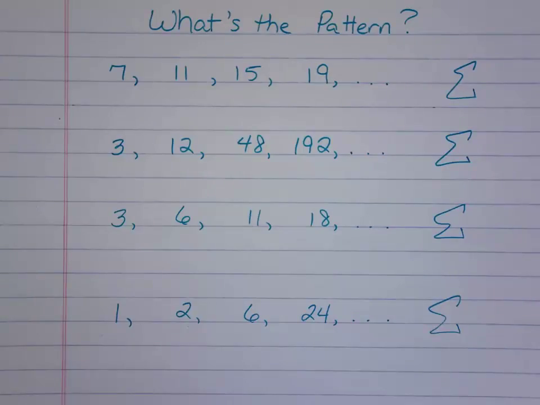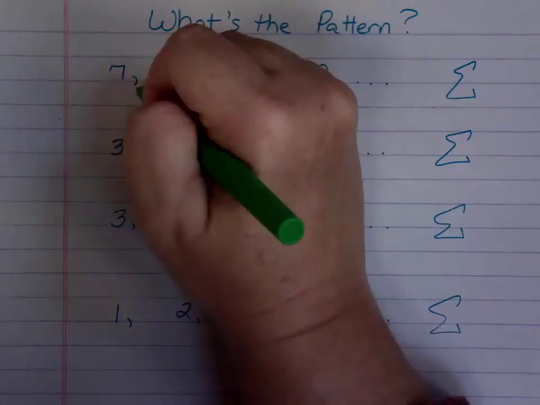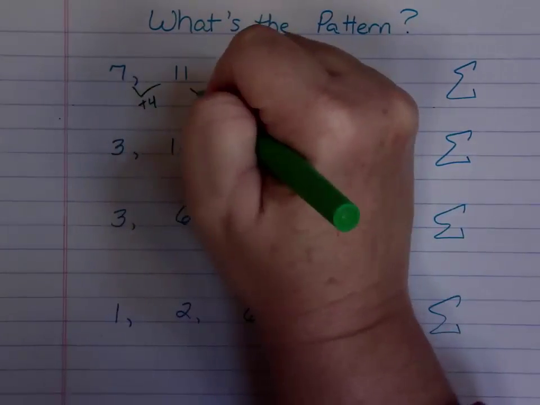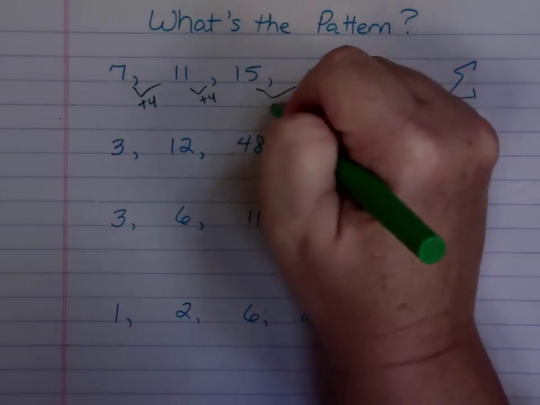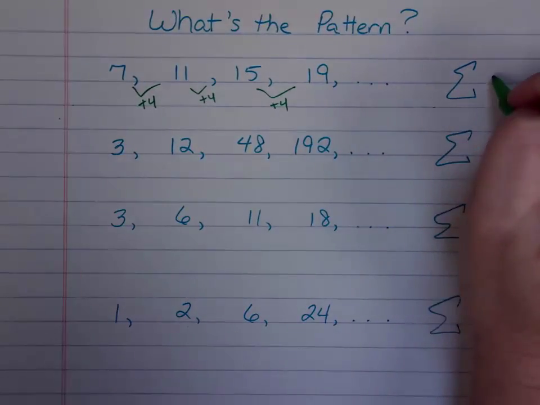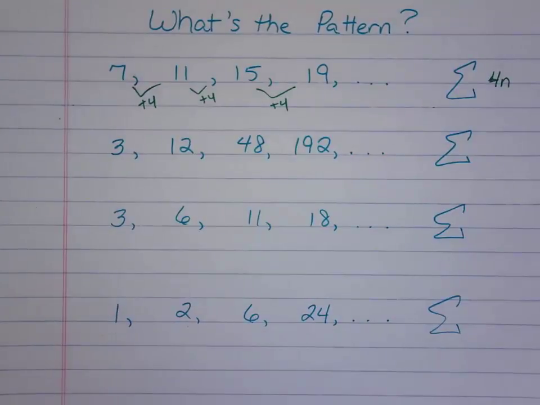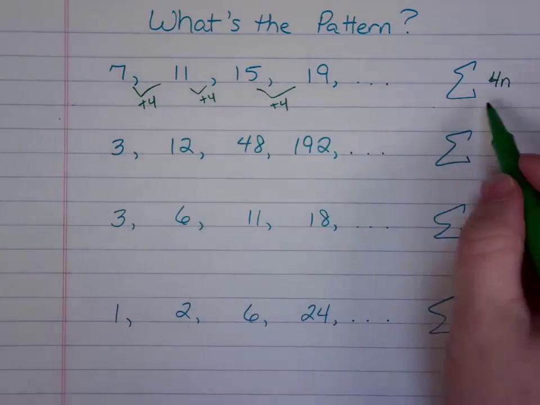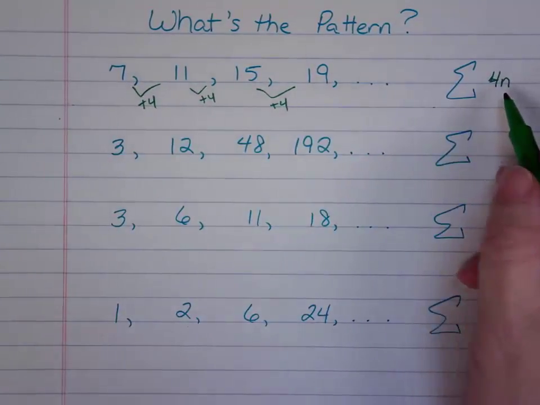So, if you see the numbers either on top or bottom of a fraction, 7, 11, 15, and 19, what is happening from one term to the next? Adding 4. So what I'm going to do is write down plus 4, and plus 4. Now, if you are adding a constant term every time, that means that in your summation there will be that number times n. So if I was adding 6, there would be a 6n in there.